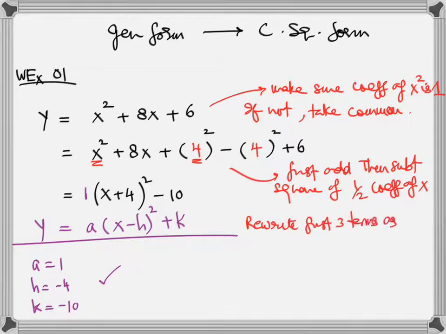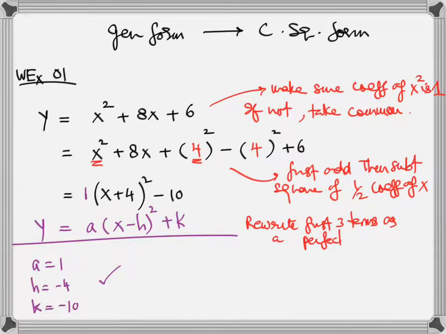Compare it with a, h and k. So you get a is 1, minus h is 4, therefore h is minus 4 and k is minus 10. So that's how you do the conversion. AHK would later be used for sketching based upon the factorized form. Right now, we are focusing on the conversion from general form to the completed square form.